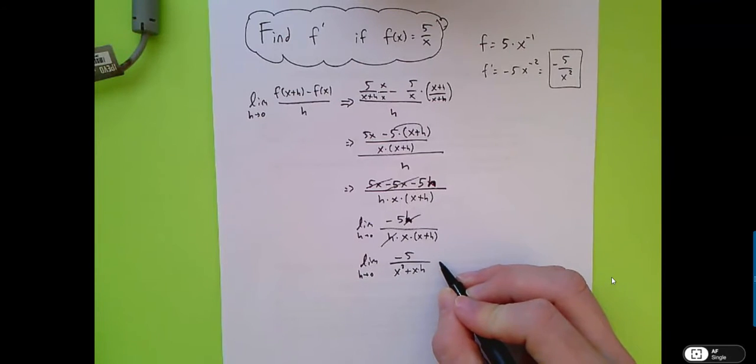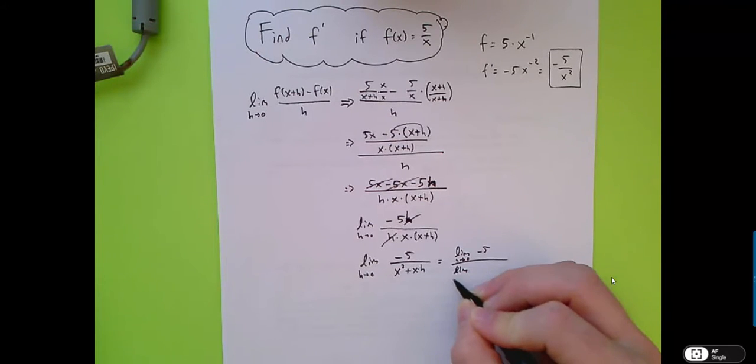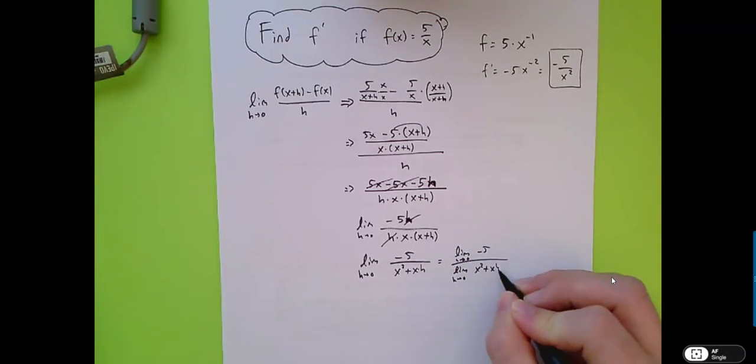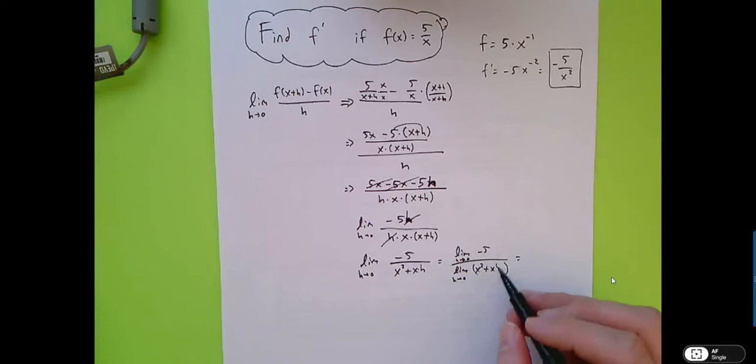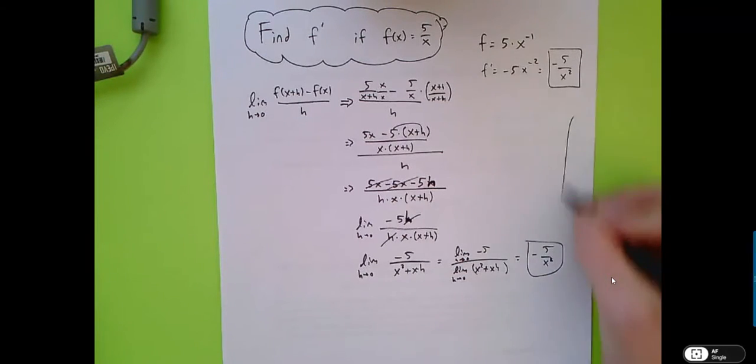So now we can say this equals limit h approaches 0 of negative 5 over limit h approaches 0 of the bottom part. And then again, we would use the limit law for the bottom two. And so altogether, h goes to 0, so that whole term drops out, and we've got negative 5 over x squared, which is what we were expecting it to be.